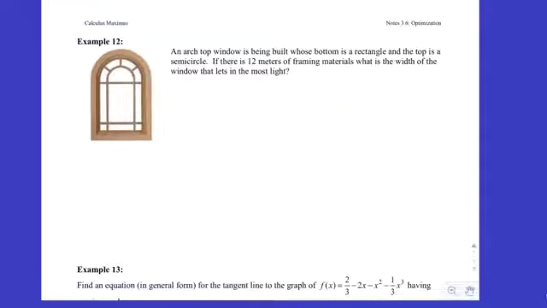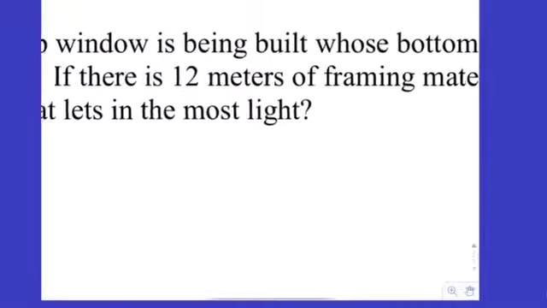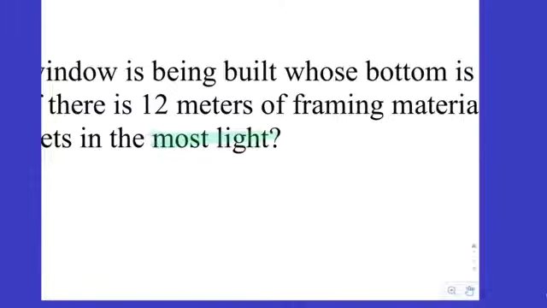Okay, a Norman window. What's a Norman window? It's an archtop window, molded as a single unit together. So an archtop window is being built whose bottom is a rectangle and the top is a semicircle. If there are 12 meters of framing materials, what's the width of the window that lets in the most light? Okay, how do you know that this is an optimization question? Most. So what are we trying to maximize? Light. How do you maximize light?